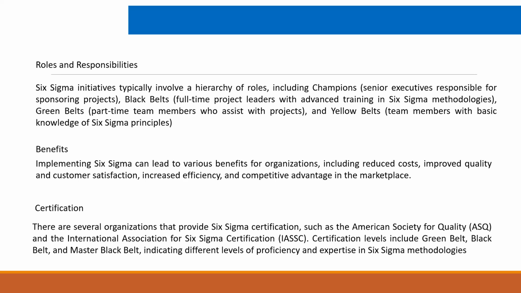Now, what is the benefit of the Six Sigma project that you work on? So definitely the purpose of working on Six Sigma is what? It can lead to various benefits. For example, we reduce the cost. Working on Six Sigma, there are main purposes: reducing cost, increasing revenue, and improving quality. That is the main purpose of any product, right? Improved quality and customer satisfaction. So if quality improves, definitely customer satisfaction will improve. Increased efficiency, work performance, and competitive advantage in the marketplace.